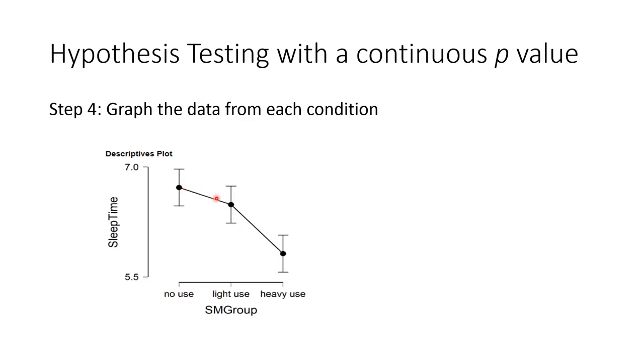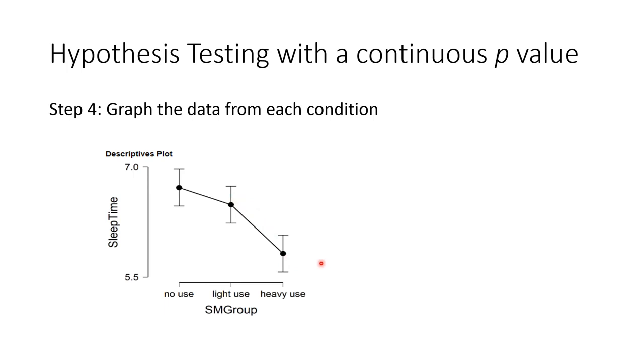There's quite a bit of overlap between these confidence intervals between the no use and light use. So I'm suggesting that this is going to probably be a pretty high p-value here because there's quite a bit of overlap. However, when you're comparing the no use to the heavy use, there's no overlap at all. So that's going to give you a pretty small p-value. Also, the difference between the light use and the heavy use, there's no overlap. So that's going to give you a pretty small p-value.